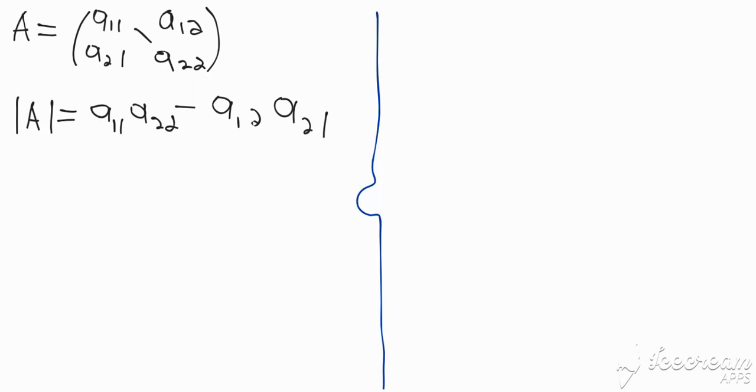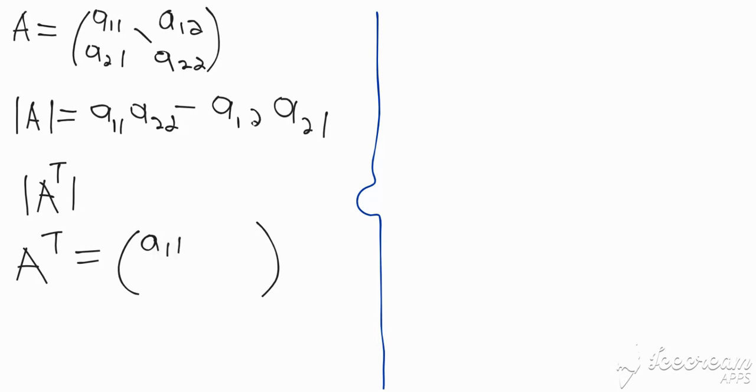The first property we want to look at is what happens with the determinant of A transpose. So the first thing I'm going to do is to transpose the matrix. Now when we transpose the matrix, the row becomes the column and the column becomes the row. So we could start here. If I were to transpose row 1, I would have A11 here, A12 there, and A21 here, and A22 there.